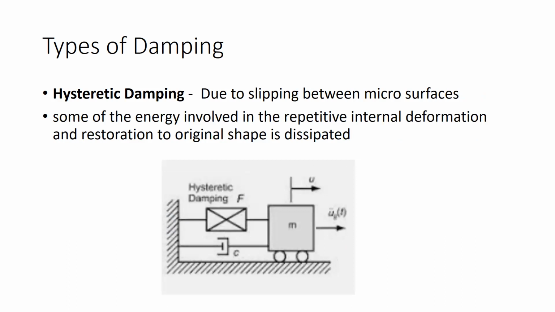Next one is hysteretic damping. It is due to slipping between microsurfaces. Heat is generated and energy is dispersed. Different from the viscous mechanism, the magnitude of energy loss depends upon material type and mode of vibration. In hysteresis damping, some of the energy involved in the repetitive internal deformation and restoration to original shape is dissipated in the form of random vibrations of the crystal lattice in solids and some random kinetic energy of the molecules.